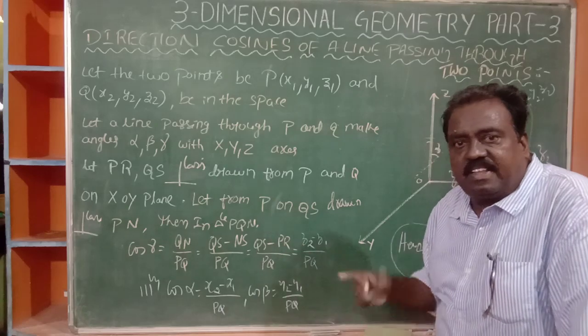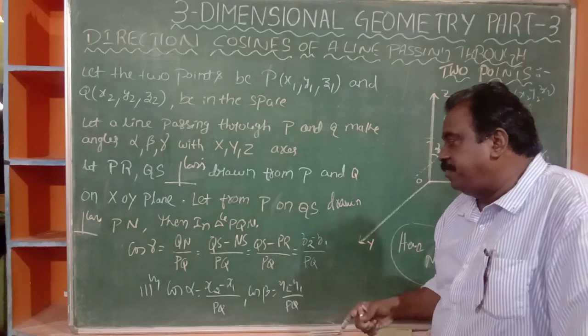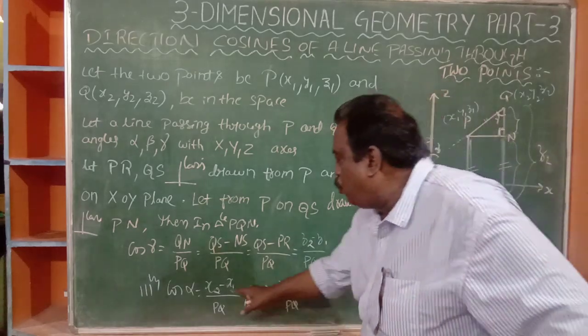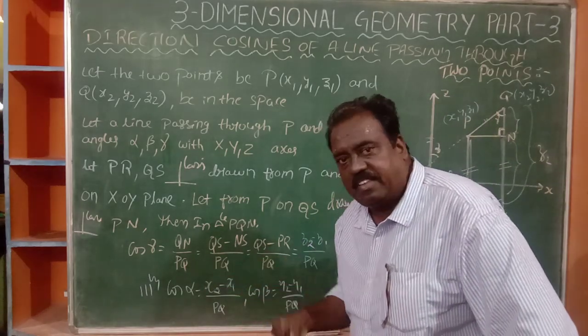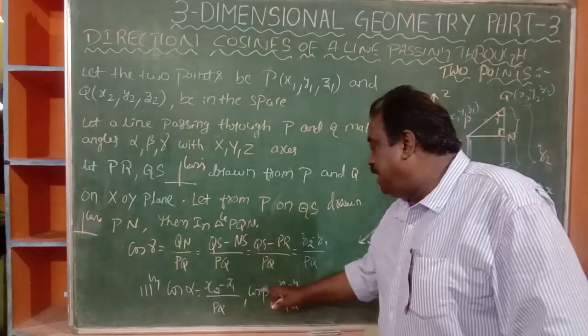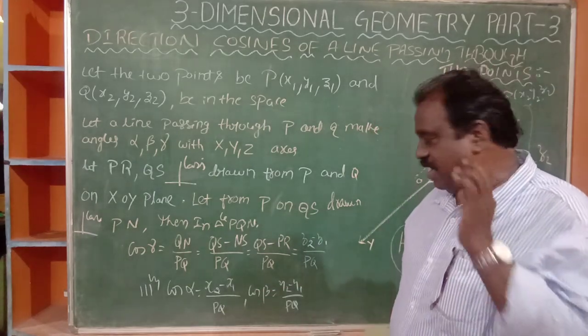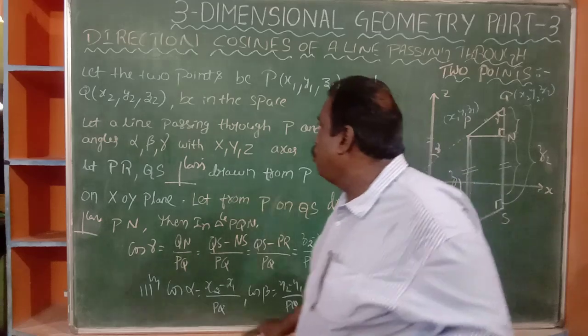Similarly, for cos alpha, it is not needed to draw and explain. Cos alpha is related to the x-axis, so it is x2 minus x1 by PQ. Similarly, simply you write it: cos beta is y2 minus y1 by PQ. Okay now?